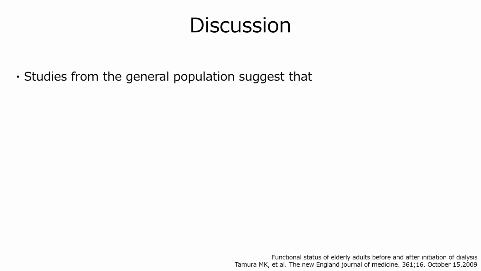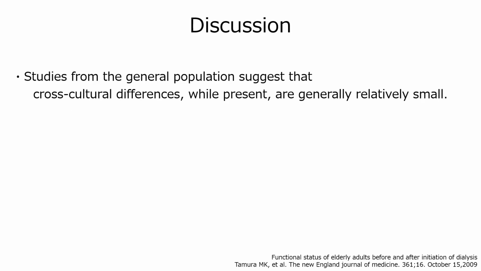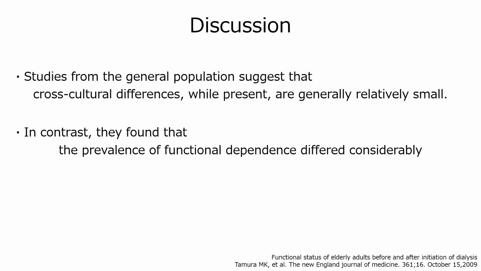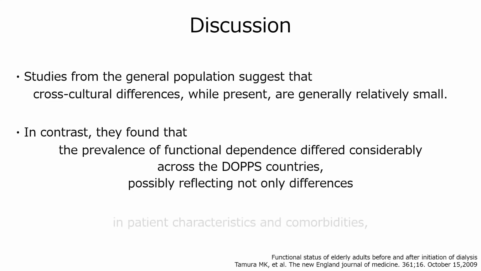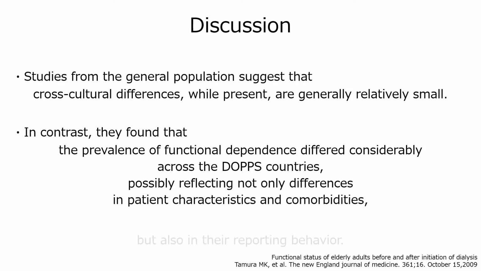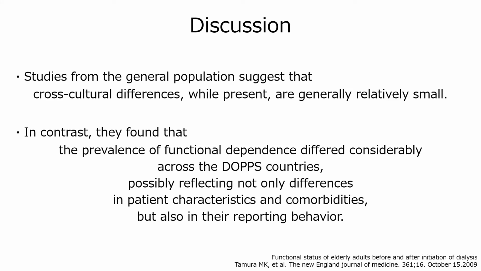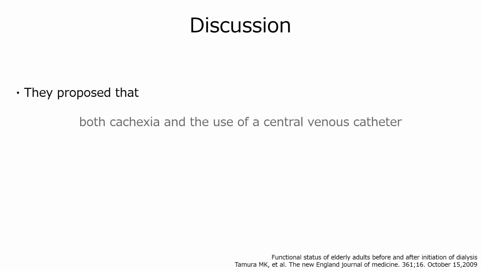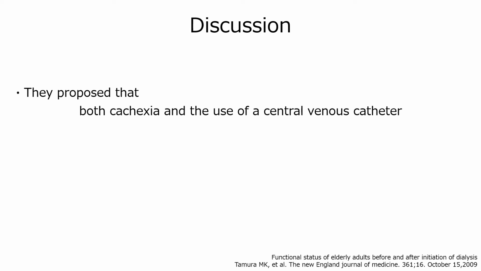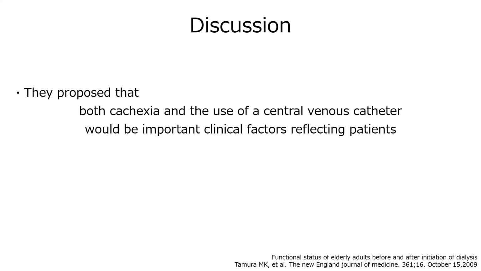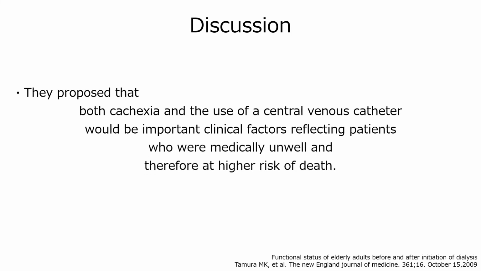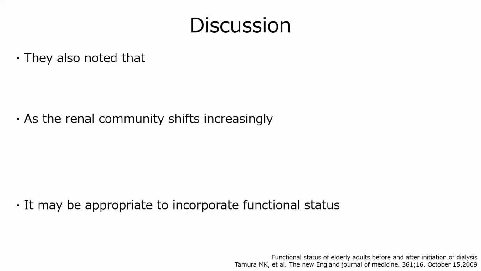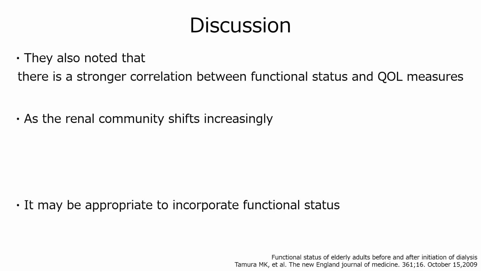Studies from the general population suggest that cross-cultural differences, while present, are generally relatively small. In contrast, they found that the prevalence of functional dependence differed considerably across the DOPPS countries, possibly reflecting not only differences in patient characteristics and comorbidities, but also in their reporting behavior. They proposed that both cachexia and the use of a central venous catheter would be important clinical factors reflecting patients who were medically unwell and therefore at high risk of death. They also noted that there is a stronger correlation between functional status and QOL measures than between age and QOL.